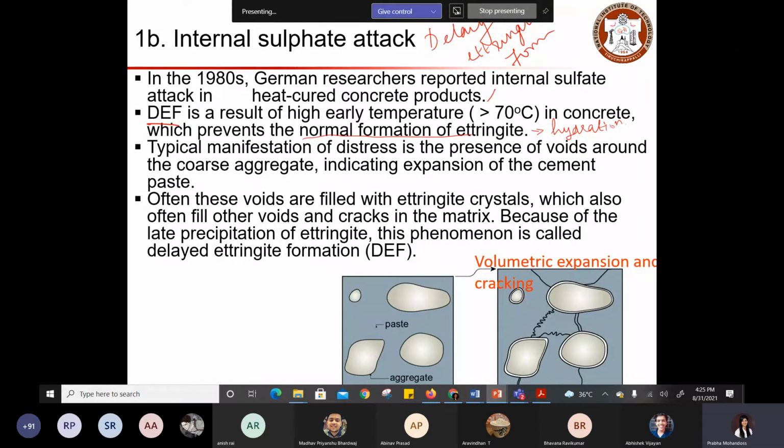The expansive product tries to fill the available pores and voids in your concrete, but beyond a certain limit, your pores and voids will not be sufficient to accommodate the expansive product, so that leads to cracking. Here on the right side, you can see the product gets filled up and then that leads to cracking after a certain limit.